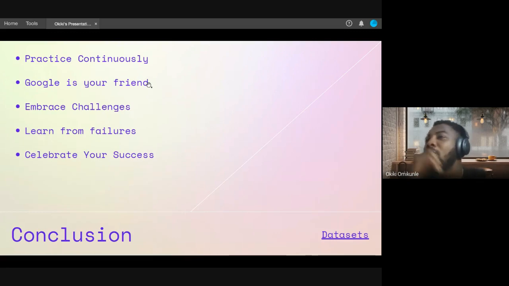It's just how you ask Google that you get your answer. Google has all the answers you are literally looking for. Then embrace challenges. Don't look at it as, oh, this project is very challenging. Challenge is how you get to learn. You don't just learn by others feeding you. You learn from your failures, and it is by embracing challenges.